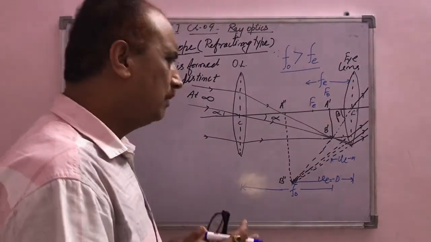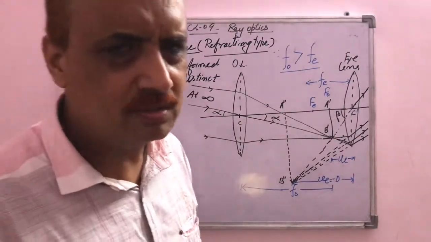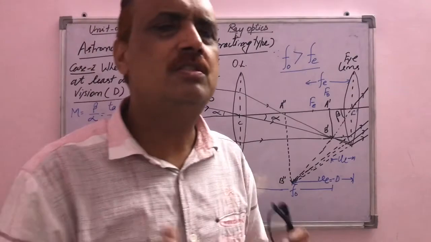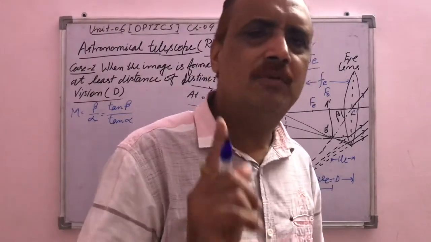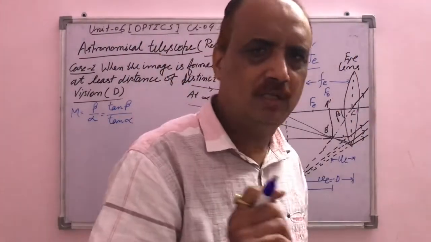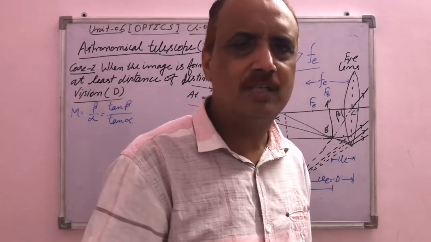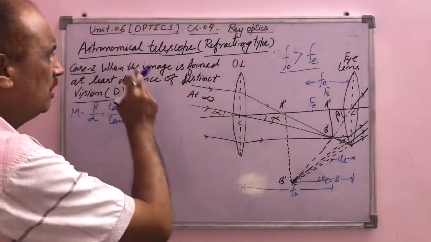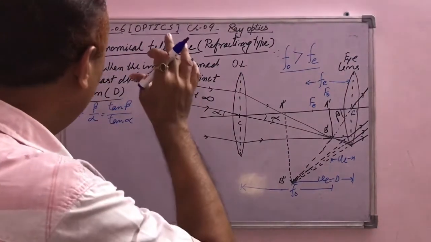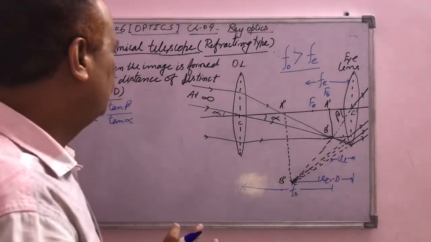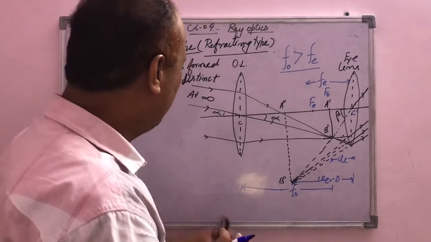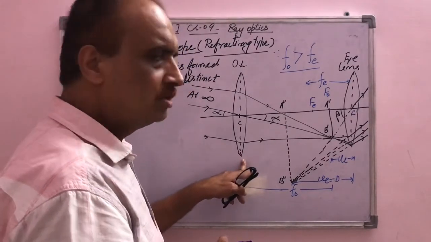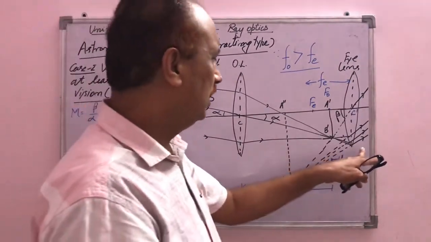In the refracting type telescope, again there are two cases. One case is when the image is formed at the least distance of distinct vision, and the second case is when the image is formed at infinity. We have to discuss here only one case, when the image is formed at the least distance of distinct vision. To simplify that topic, we make a ray diagram and take a two lens system. One lens is the objective lens, the other lens is the eye lens.